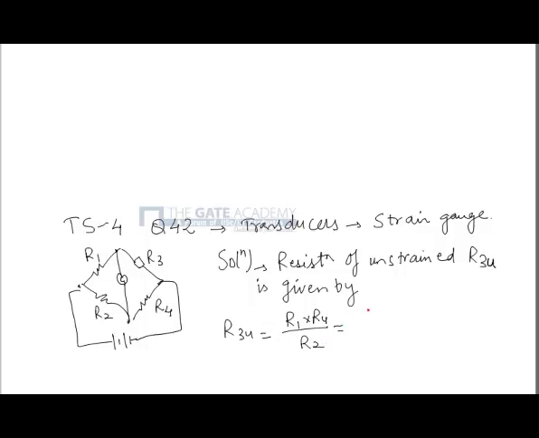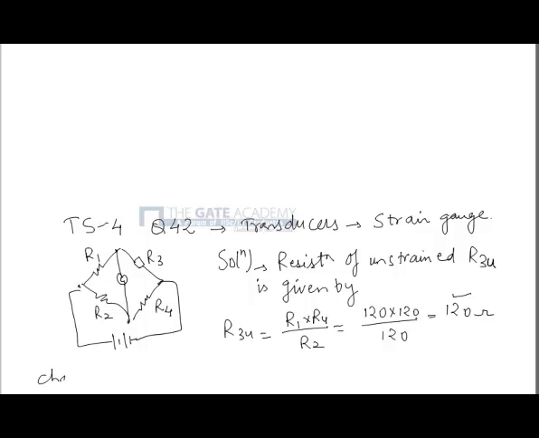By putting their respective values, we have 120 cross 120 divided by 120. So now we have the value as 120 ohms. This is the value when the gauge is not strained, or it is unstrained. So the value of gauge resistance when it is unstrained is 120 ohms. Now if we apply strain, then there will be a change in resistance.